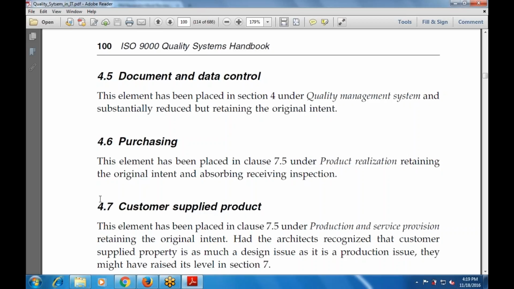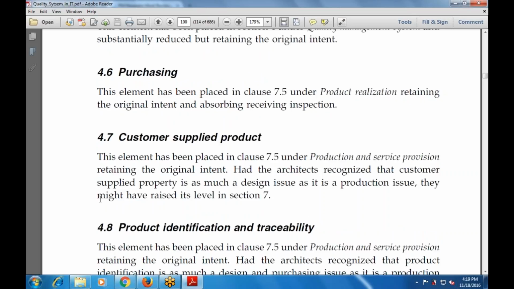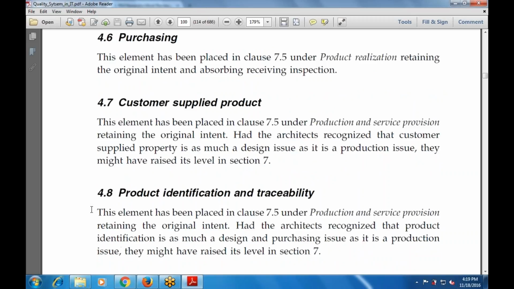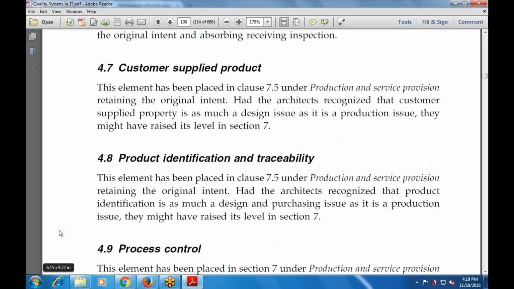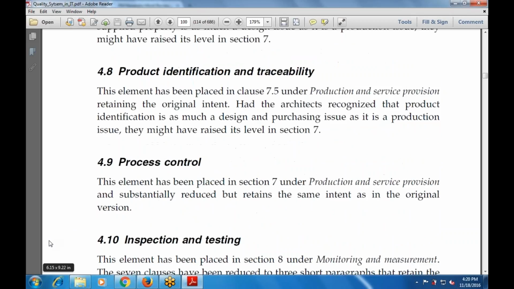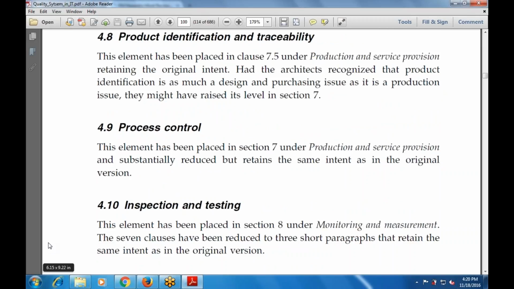The architect had to recognize customer supplied property in such a manner that design issues are one of the production issues raised at the level of customer supplied product. Then product identification and traceability. This is also used under production and service provision and retains the original intent. The architect recognized that product identification is a design and purchasing issue, which is also a production method.